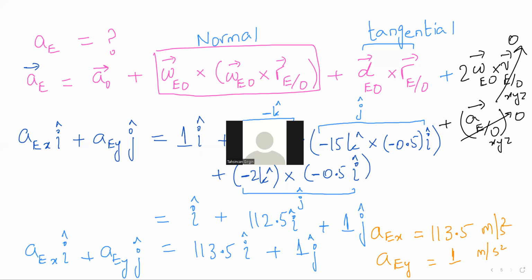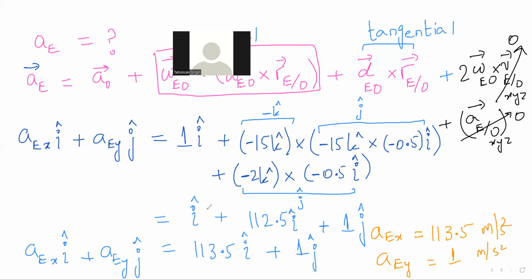You can double check for mistakes, by the way. So it is I, K cross I, J, positive. K cross J is a negative I, positive I, plus K cross I is a J. Okay, with respect to O.